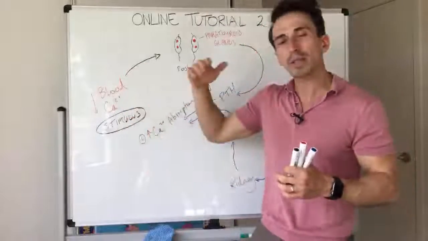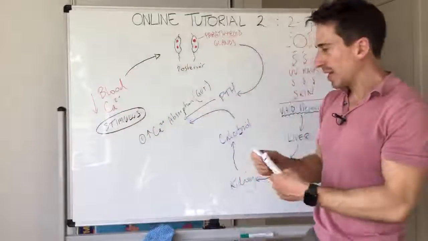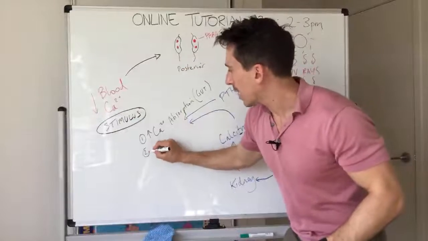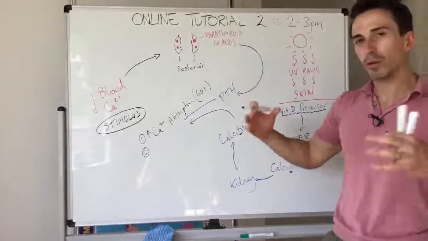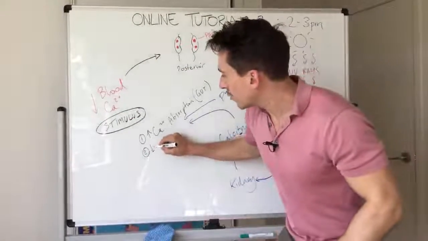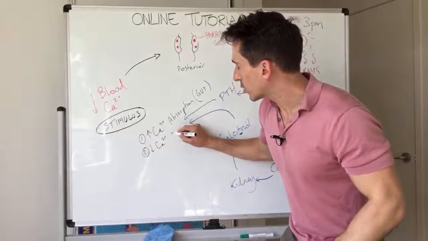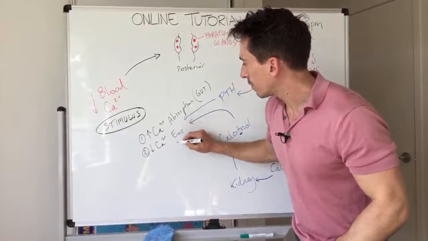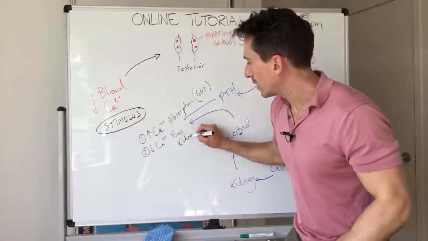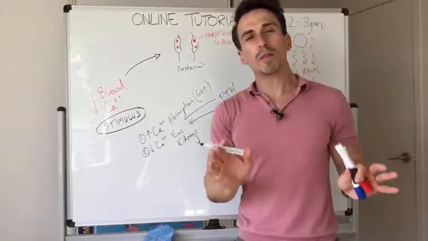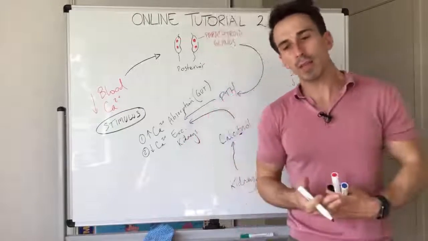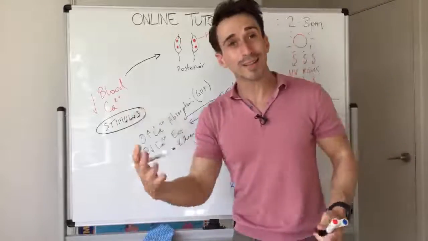Negative feedback, the opposite of what the stimulus was. The second thing that both parathyroid hormone and calcitriol do together is decrease calcium excretion from the kidneys. So remember, your kidneys pee things out, right? We stop it from peeing out calcium, which means it stays in the blood. And again, we increase blood calcium.